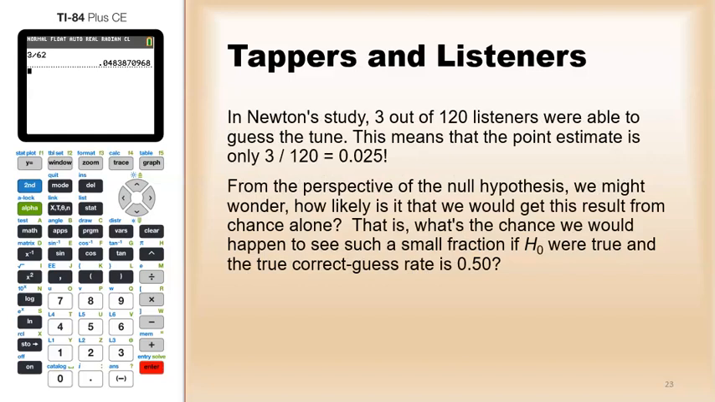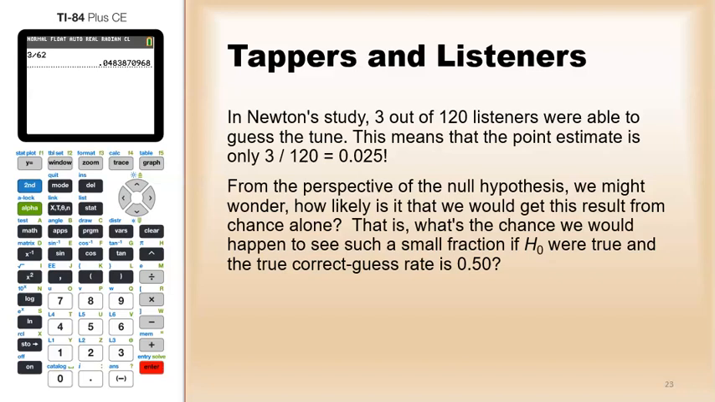So, in Newton's study, it turned out to be 3 out of 120 listeners were able to guess the tune. So this meant the point estimate was really 3 out of 120. So a little bit less than 50%, more like 2.5%.